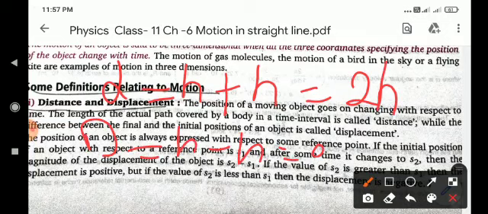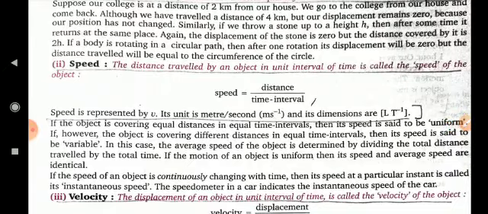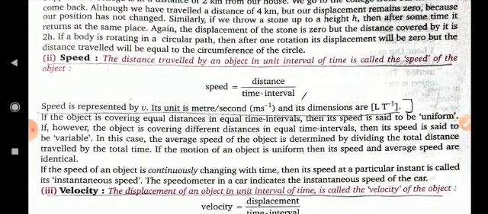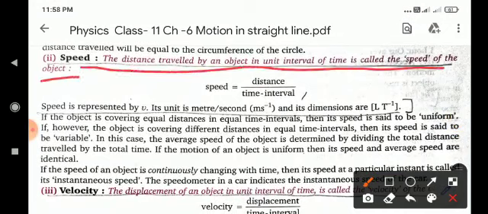Second point, speed. The distance traveled by an object in a unit interval of time is called the speed of the object. Another meaning of speed: the rate of change of distance is called the speed. Very important definition. Speed equals distance upon time.